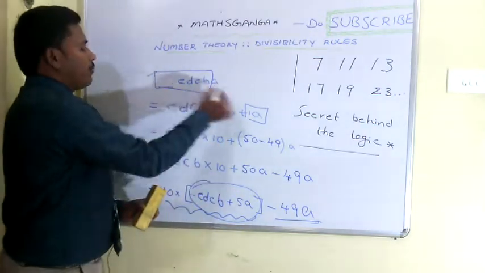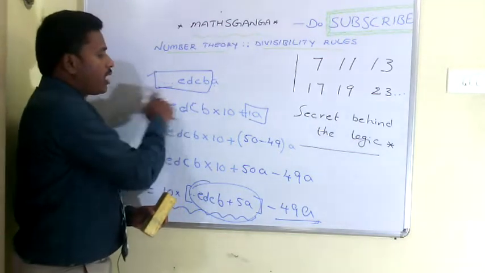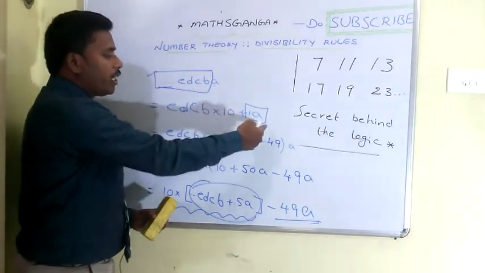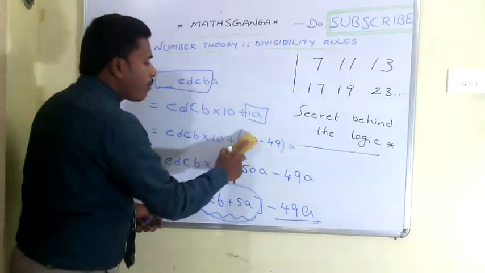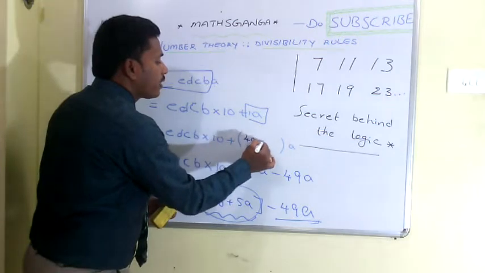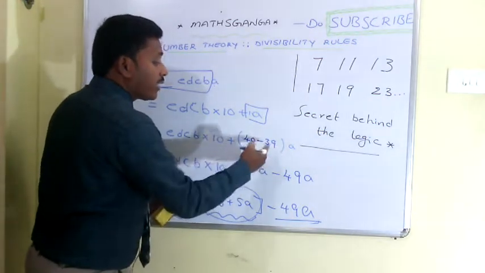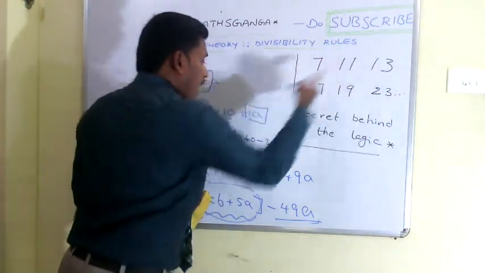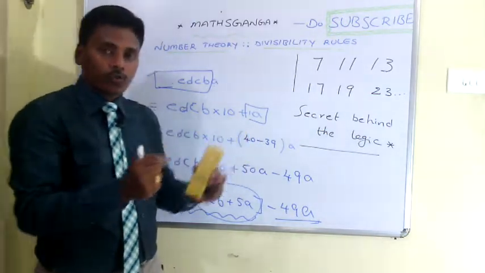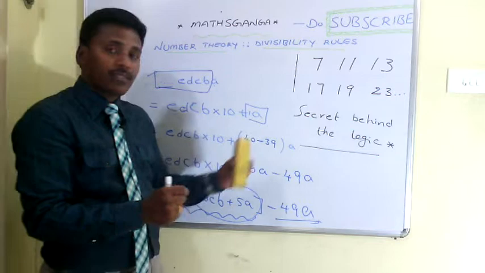For example, we have a number with a certain number of digits. Here the last digit is A. So the number is the remaining number times 10 plus 1 times A. Now here I am writing this 1 times A as 40 minus 39. Why? Because 39 is a multiple of 13, and 39 is of the format 10m minus 1. For that I selected 40 minus 39.